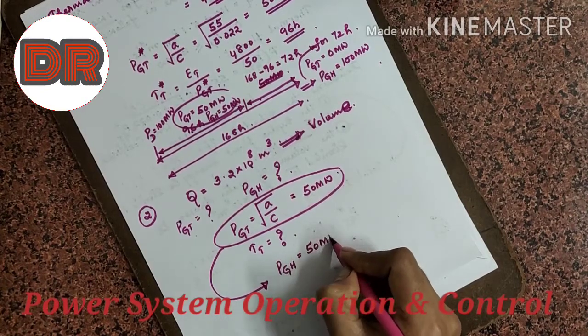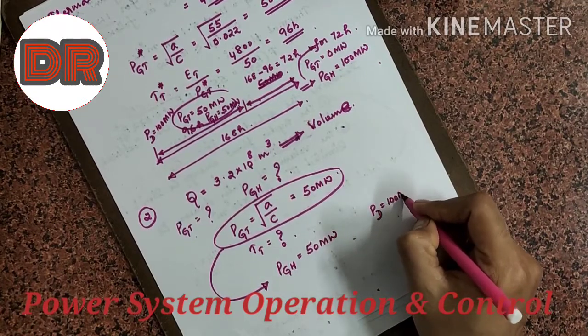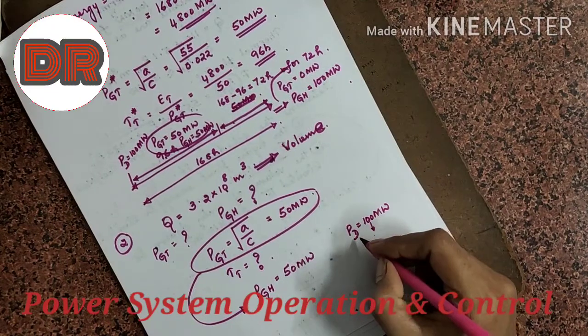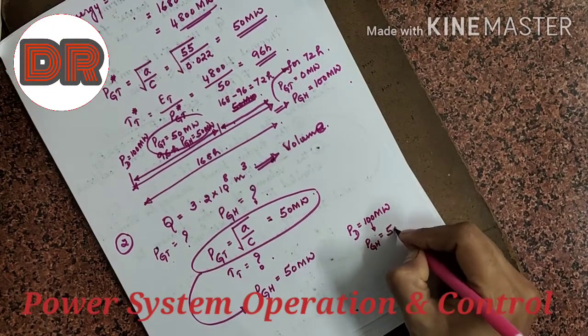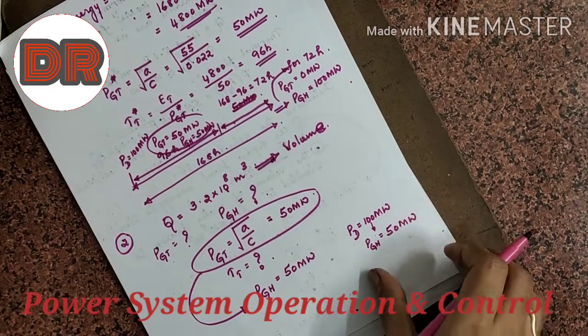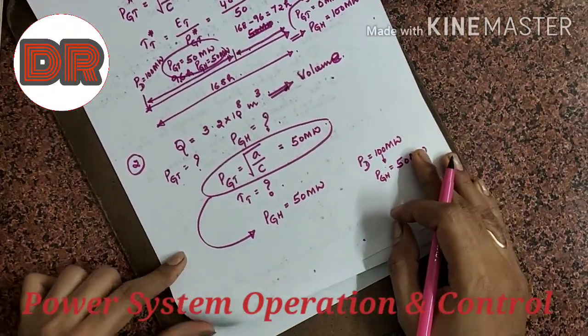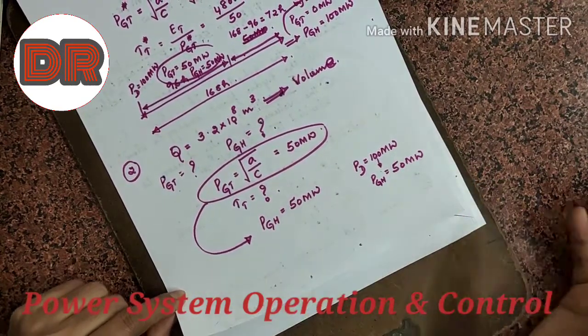Why is it 50? Because the total demand is 100 megawatt. So if out of 100 megawatt PGT is 50, so PGH is 50. So this is fixed. Now what we have to calculate is time. So from the given data and the characteristics, we'll calculate TT and the time for the remaining time. Okay.